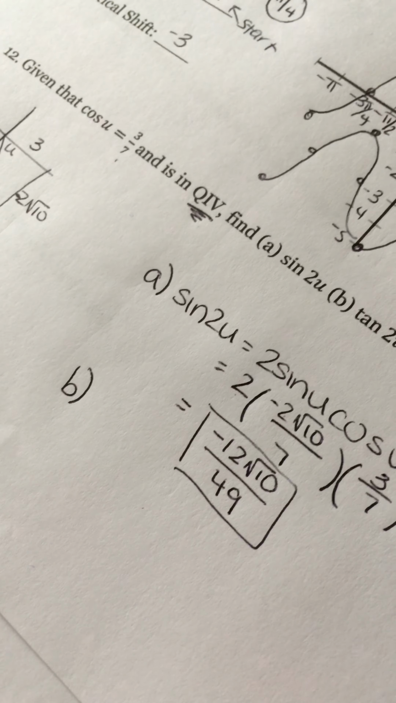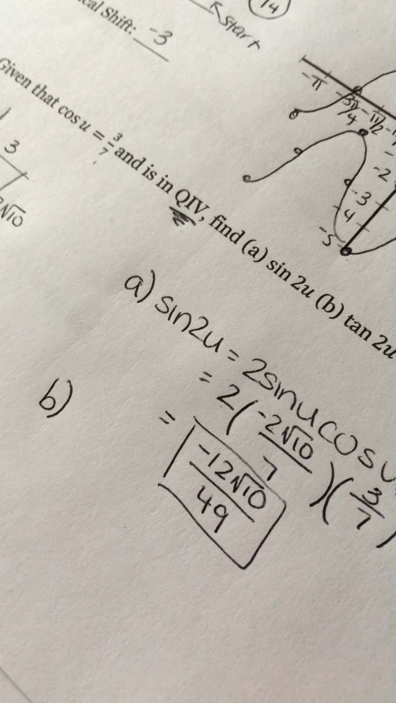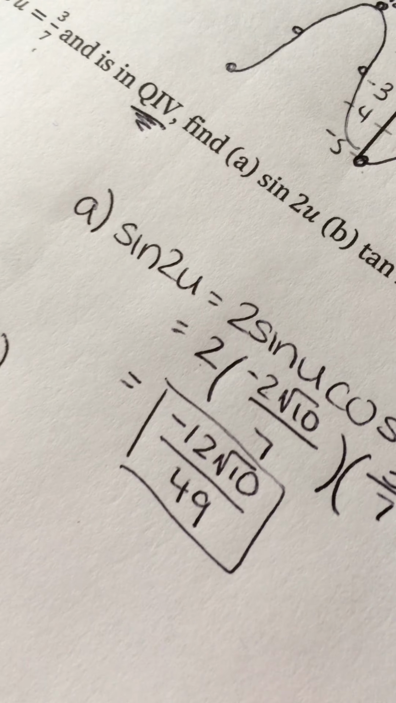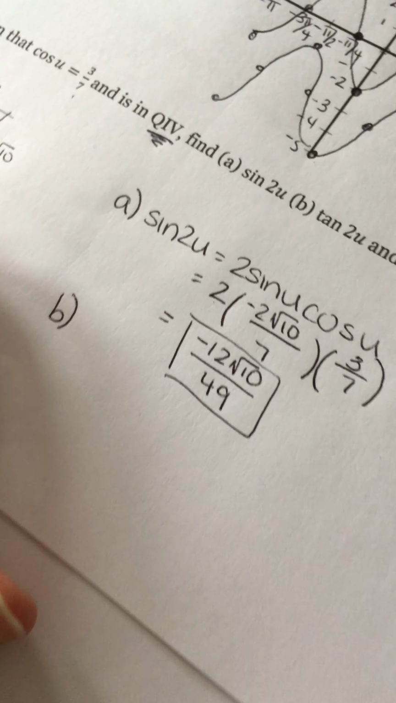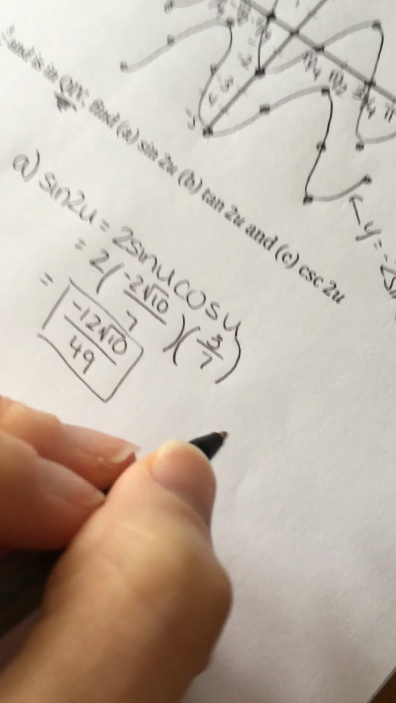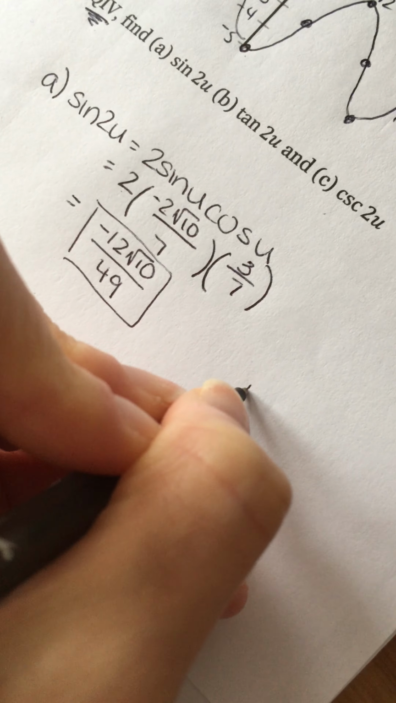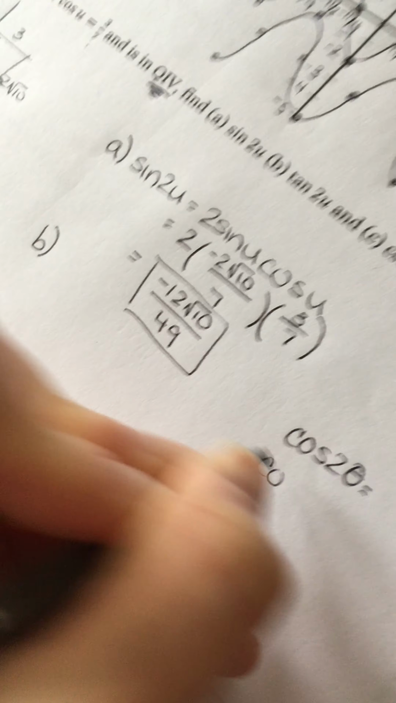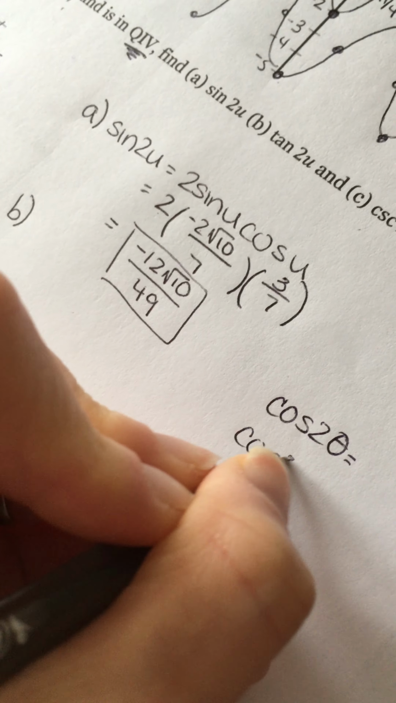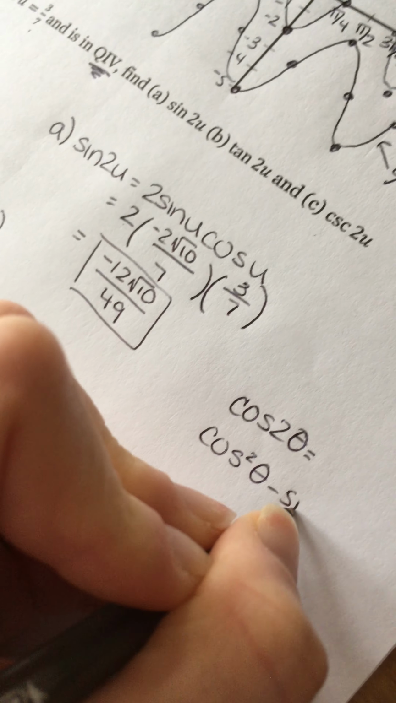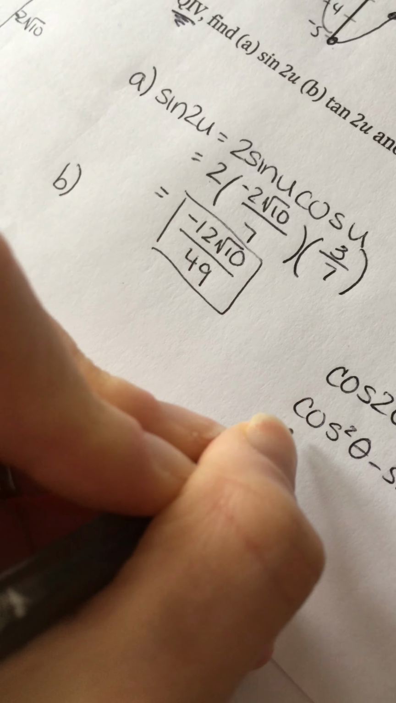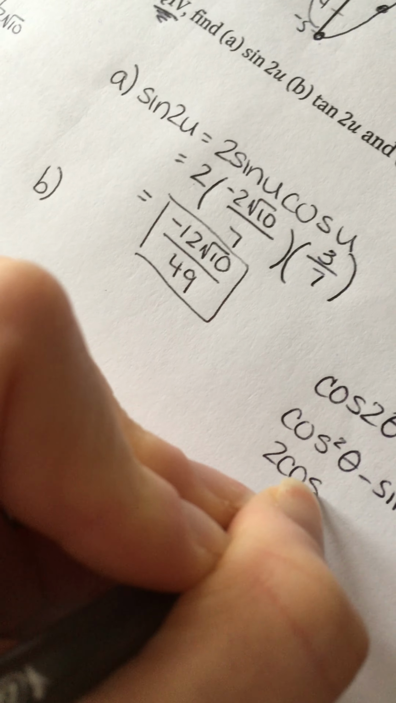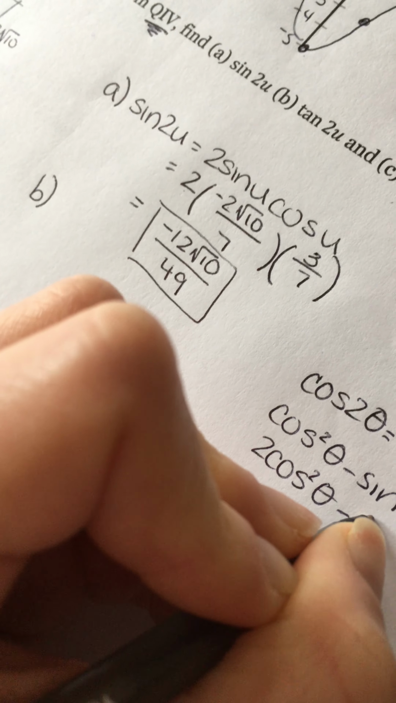B. Tangent of 2u. Once again, I'm kind of all about memorizing less for you guys. So if you don't memorize the tangents, that's totally fine. Just remember you have quite a few options for cosine of 2 theta though, all right? And especially here, we could use any one of these. So we could say cosine squared minus sine squared. We can say 2 cosine squared theta minus 1.